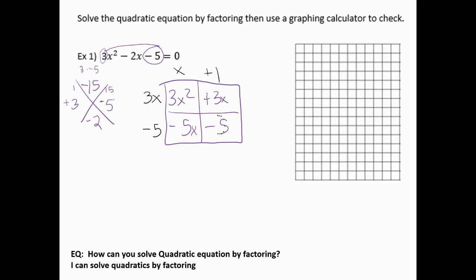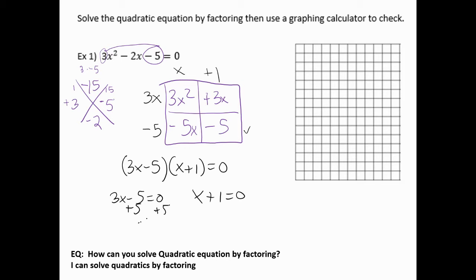And then you could just do this last little box, multiply those just to make sure. And -5 times 1 is -5. So it's kind of like your check, you know you did that right. So whatever's on the side, 3x minus 5 times x plus 1. And remember, we're going to set those both equal to 0. So we're going to do 3x minus 5 equals 0, x plus 1 equals 0.